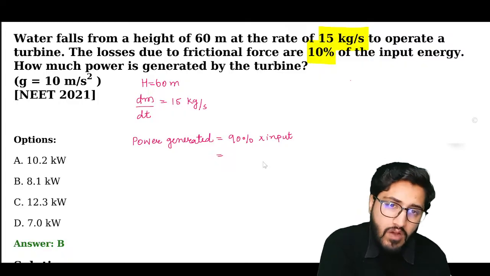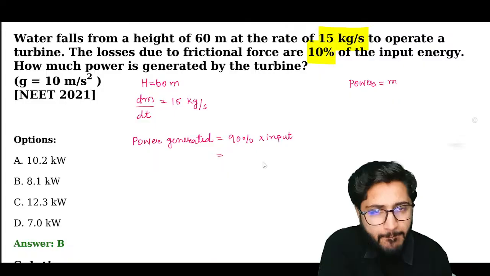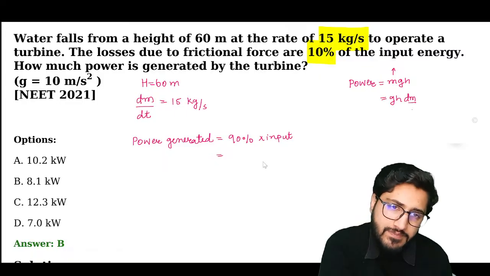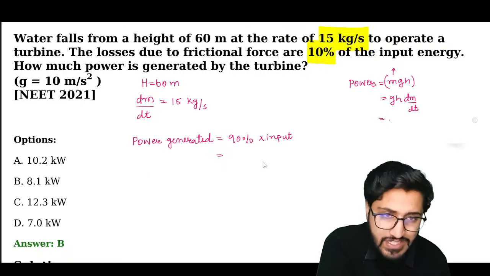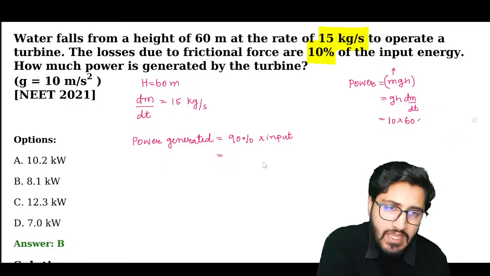So what is power? Power came out to be, sir, mgh only. But my mass is not constant. It is varying now. So I can write g h, then dm by dt. Energy by time, now you can also write this energy by time here. What is g? It is 10. Height is given to be 60. dm by dt is 15.